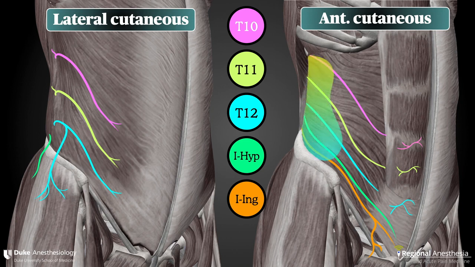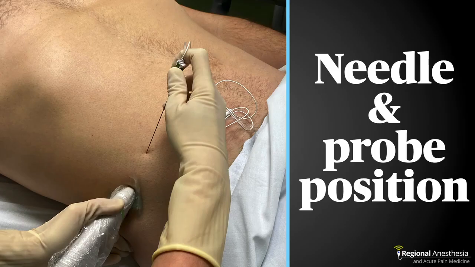The aim of the block is to deposit local anesthetic here in the transversus abdominis plane. If we stay at or posterior to the mid-axillary line, we'll be sure to catch the takeoff of those lateral cutaneous branches and ensure we'll cover both the midline and the lateral aspects of the lower abdomen. With the patient supine, the probe is applied to the mid-axillary line between the iliac crest and the costal margin. A block needle is inserted in plane from the anterior aspect and advanced to the target fascial plane.